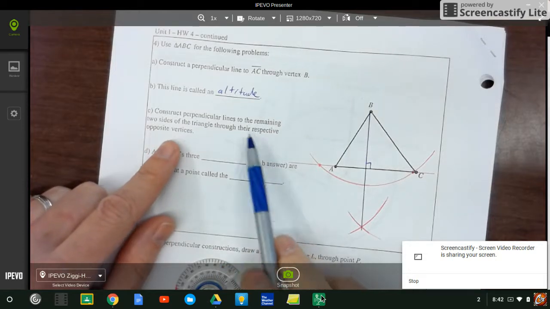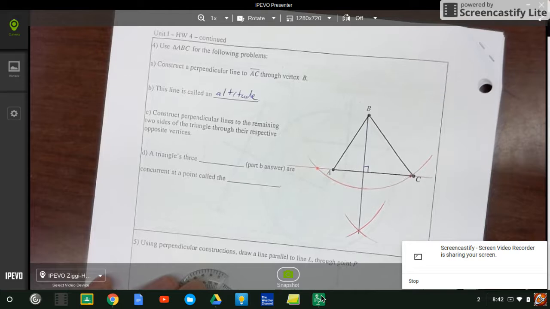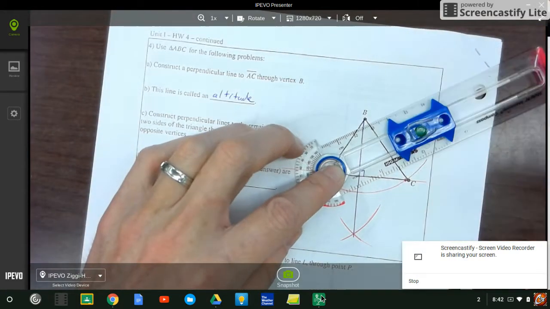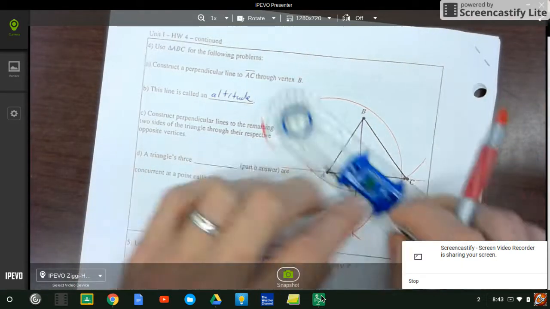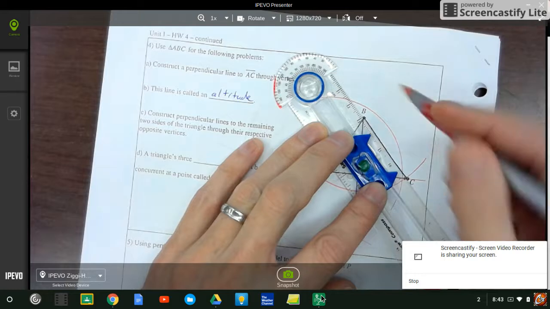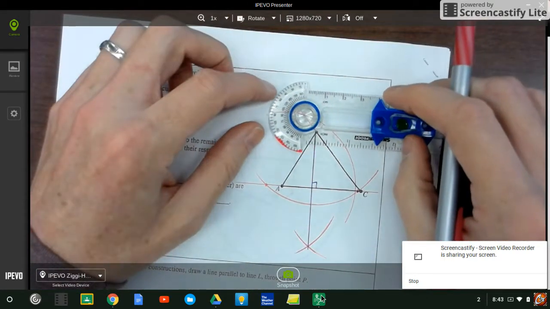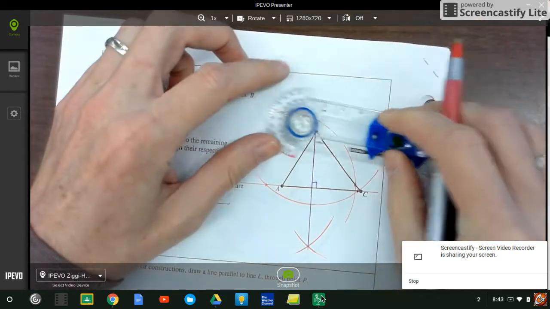Construct perpendicular lines to the remaining sides. And now I'm doing the same thing for the other two sides, okay? So I'm going to come over here. I'm going to circle through here. I have to extend that side some. Okay, so that's going to be centered at this point and at that point.